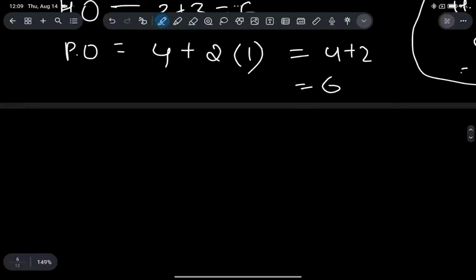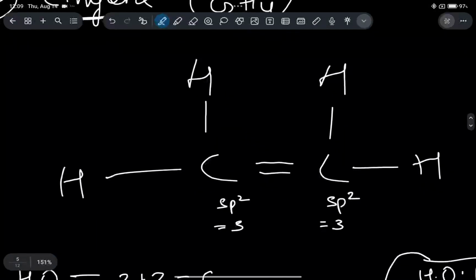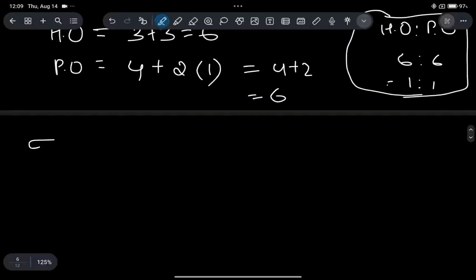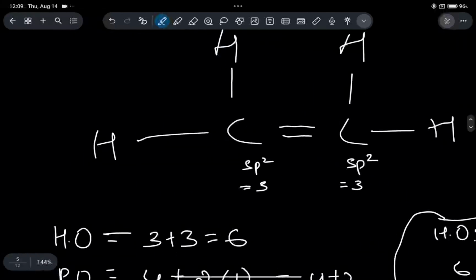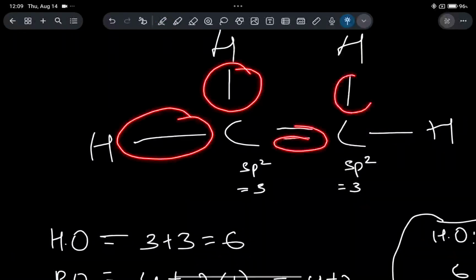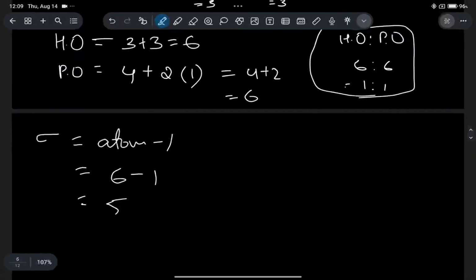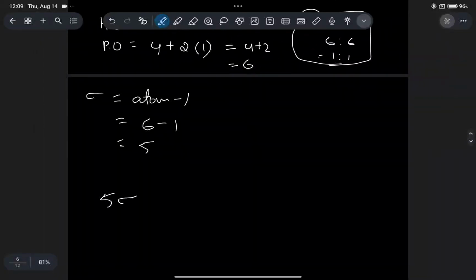Then next, what is the atomicity? If you see the atomicity, 1, 2, 3, 4, 5, 6. Atomicity is equal to 6, and the number of sigma bonds equals atomicity minus 1, so 6 minus 1 equals 5. If you see here, sigma bonds: 1, 2, 3, 4, 5. So it is very clear that the formula is useful for this. Okay, and 5 sigma bonds.